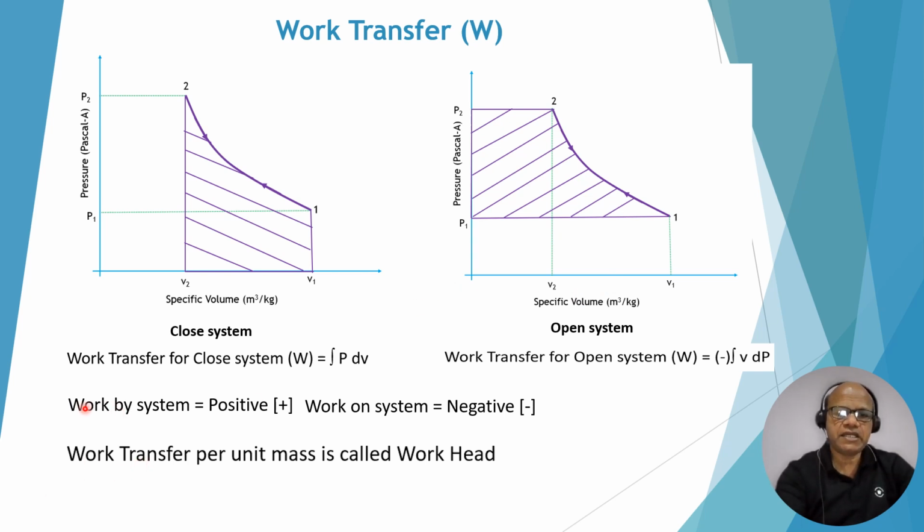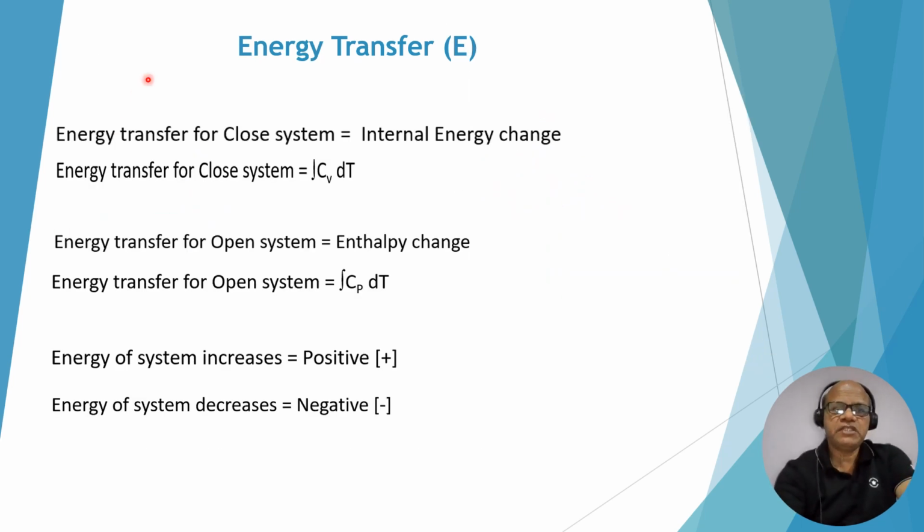Work transfer per unit mass is called the work head, or the head. Energy transfer for a closed system is equal to the internal energy change, which is expressed as the integral of Cv dT. Energy transfer for an open system is equal to the enthalpy change, written as the integral of Cp dT.